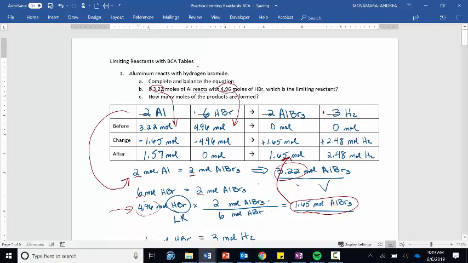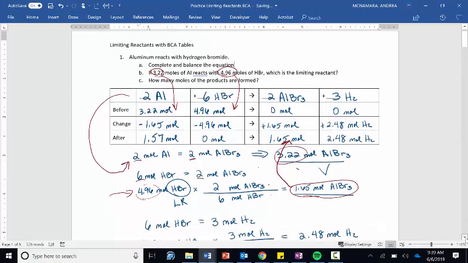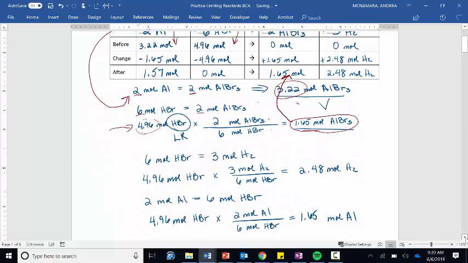Okay, and then what I needed to do was find out how much of the other product I can form. Knowing that my limiting reactant is HBr, I went back to HBr. I see I need 6 moles of HBr for every 3 moles of hydrogen I want to form. Again, starting with the same value, 4.96 moles of HBr, here's my mole ratio: 3 moles of hydrogen for every 6 moles of HBr. And that means I could form 2.48 moles of hydrogen. That's where I got that value from.